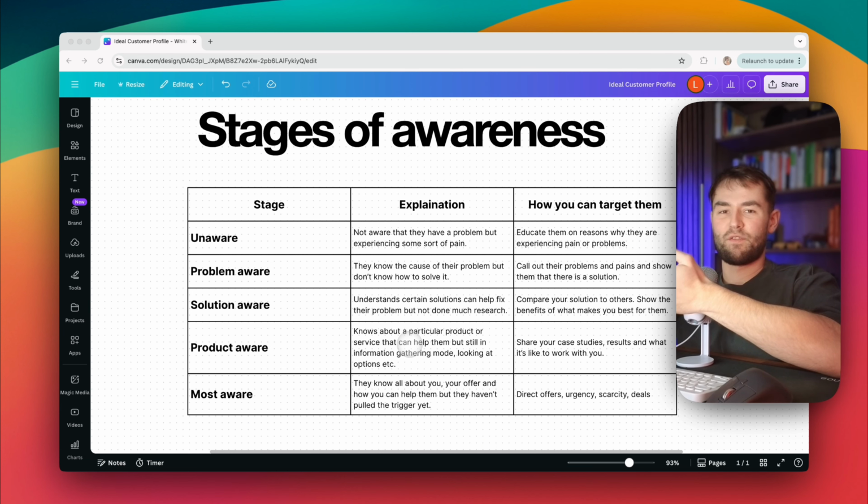Next, we've got product aware, and this is, they know about a particular product or service that can help them, but they're still in information gathering mode.